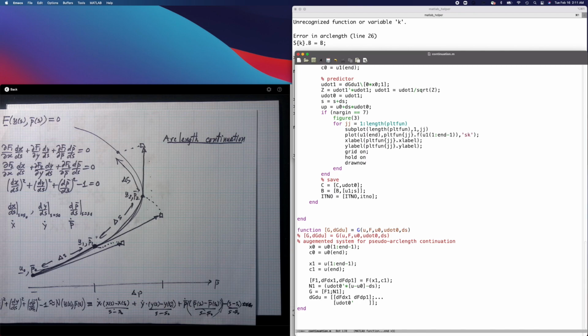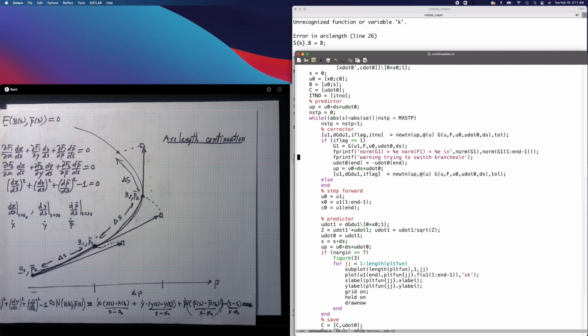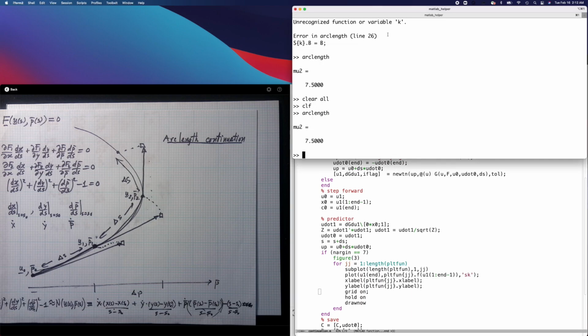Then I increment my arc length, I compute the predictor, and I save the last solution, and I go back and do another corrector step by calling Newton's method. And if I converge, good, I skip this bit, and I keep predicting and stepping along. Okay, so that's how the algorithm works. Let's run it one more time so you can see what it does. Arc length.